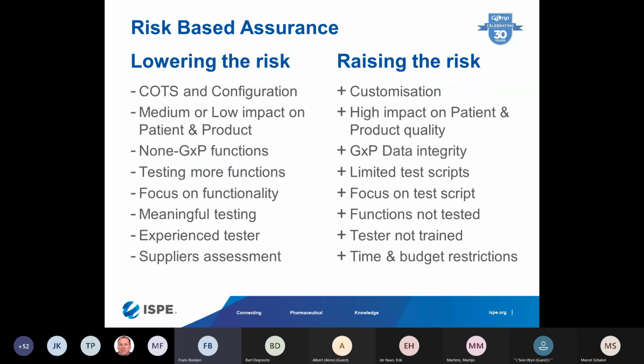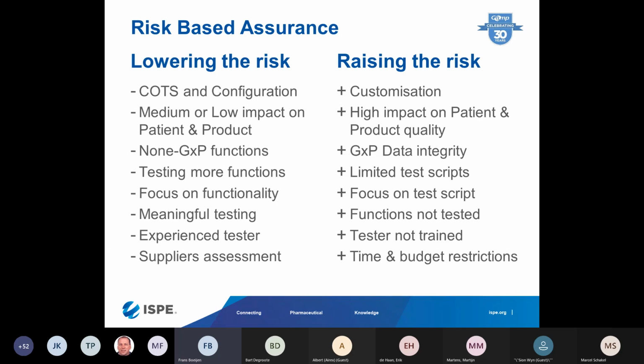And as Sean already mentioned, there are many systems with low impact. There are many aspects that lower the risk. We see a lot of commercial off the shelf and configuration versus customization. Customization is, of course, raising the risk, but we have a lot of lowering the risk systems. We have a lot of functionality that has only a medium or low impact on patient and product and data integrity. We have a lot of functions that are not really affecting GXP functionality. That is all aspects that can lower the risk.